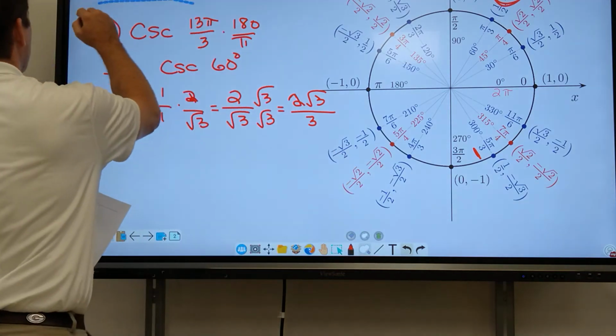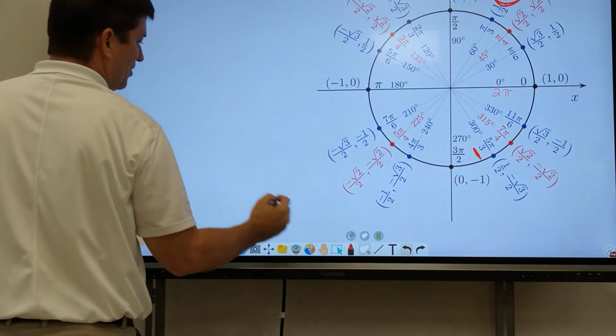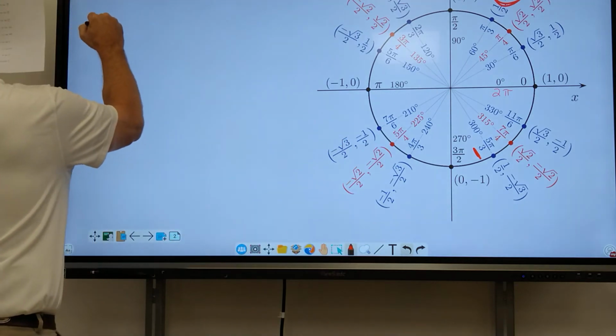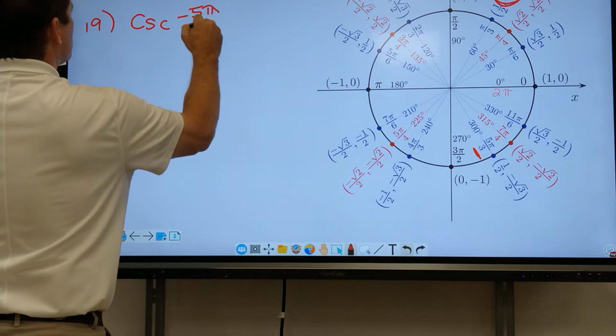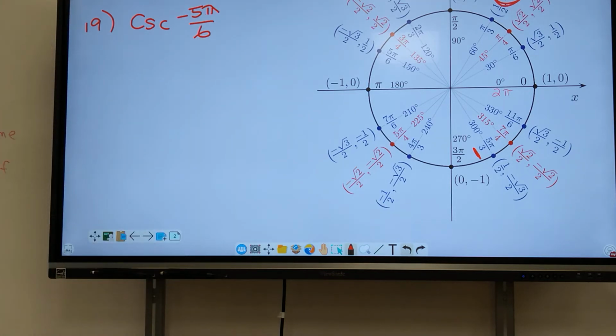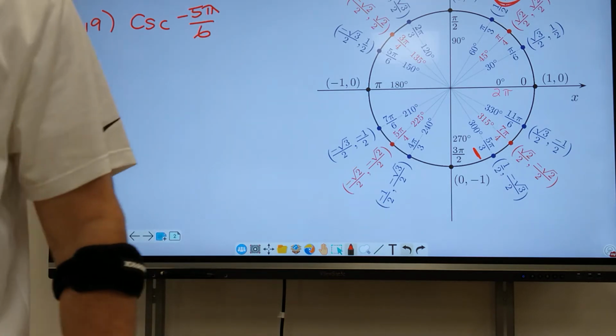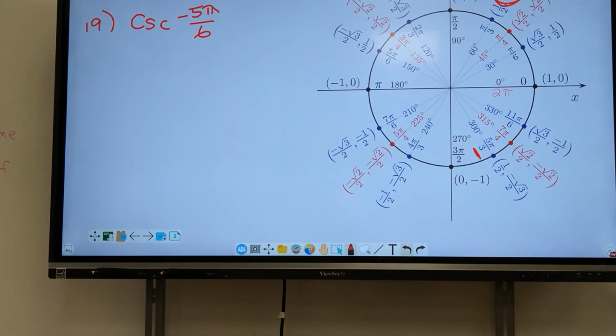All right, now 19, I can put on the quiz tomorrow. 19, you don't need a calculator. 19, CSC of -5 pi over 6. Y'all try it. You gotta be able to find where -5 pi over 6 is. Willie, you good on that? Oh, Willie. 25.